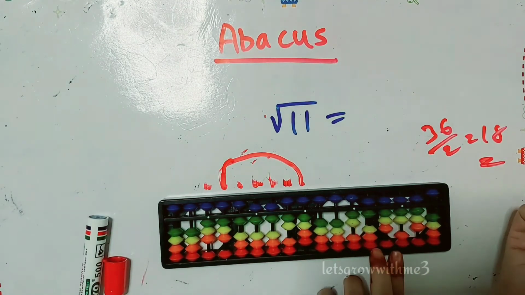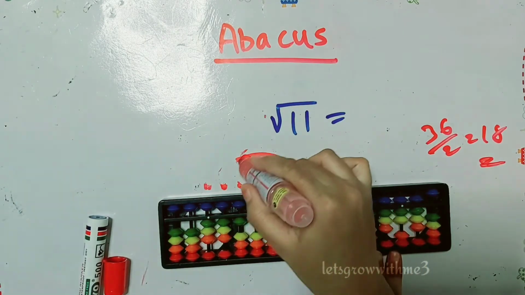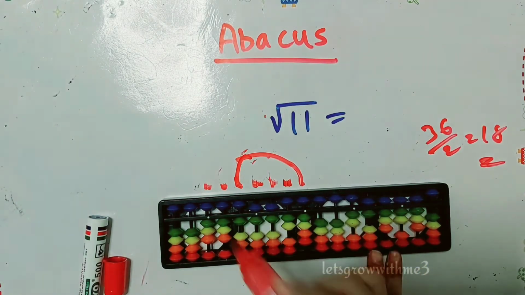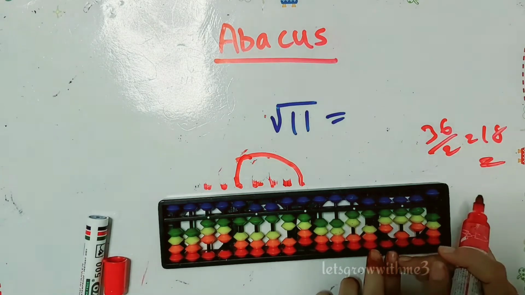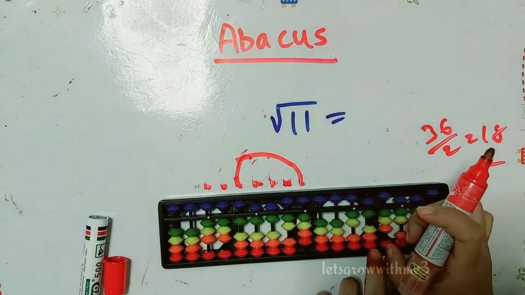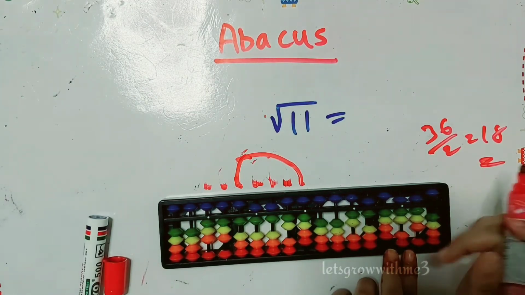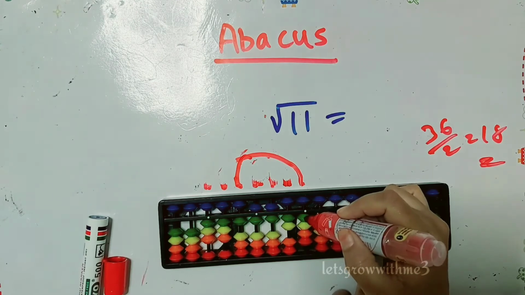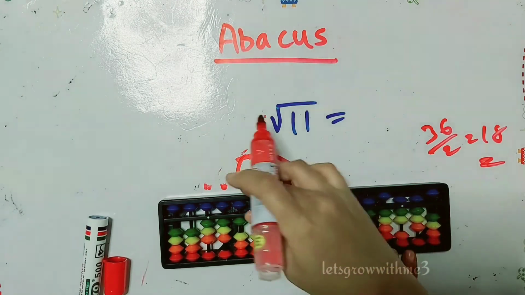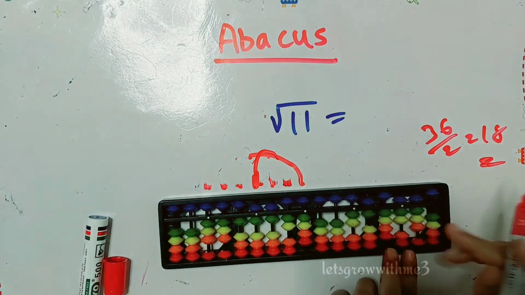Next we need to change the position. So now again we have to multiply 4 times 1, which is 4. So we need to subtract 4 from 1's place. So minus 5 plus 1. Next again you need to change the position. Next again we have to multiply 4 times 6 is 24. So we need to remove 24.